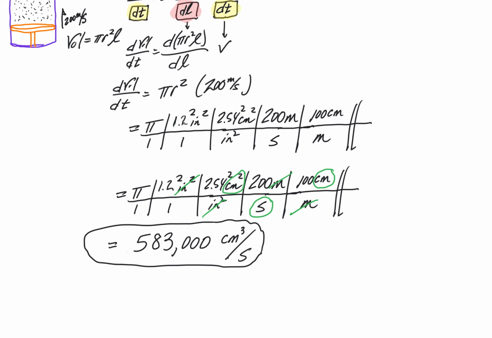Okay, 3 sig figs, 583,000 cc's per second, cubic centimeters per second. That is how fast it's decreasing. The question was how fast is it decreasing, the rate. So if you made it negative, I'd understand, but technically it should be positive. That's the way the question's worded.